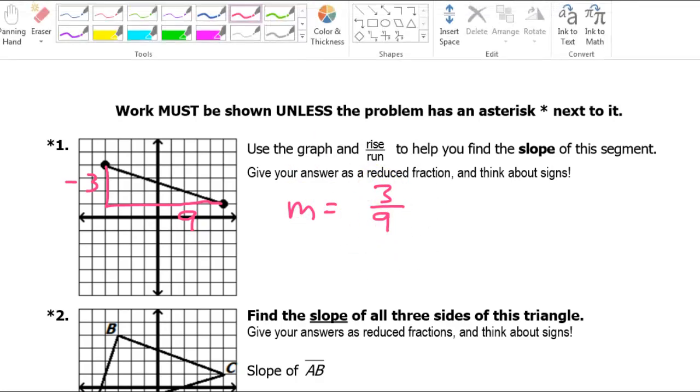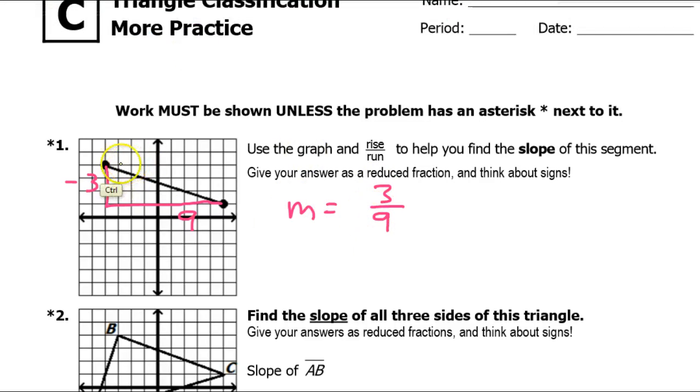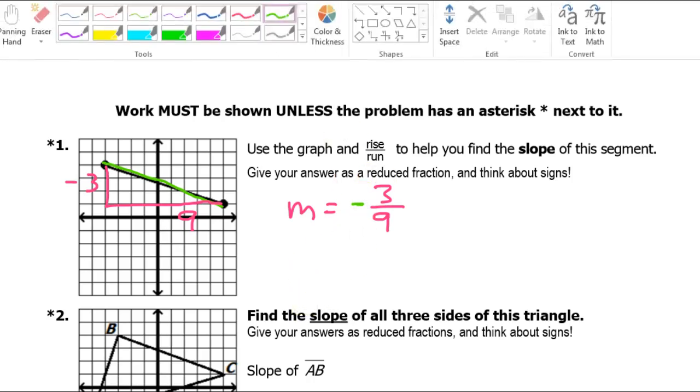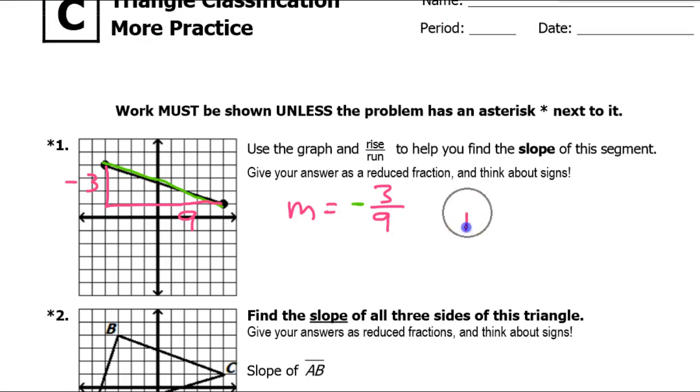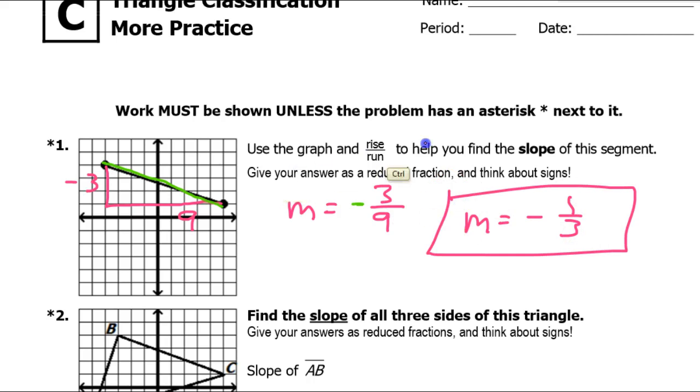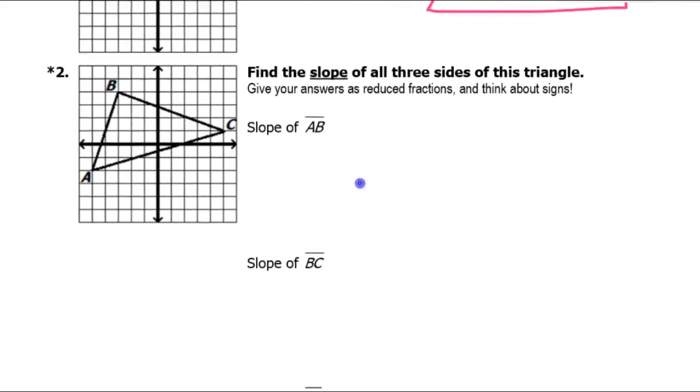I like to just look back at it at the end and ask myself, look, if I'm going from left to right, am I going uphill or downhill? In this case, I'm going downhill. The fact that it's downhill is really what tells me that this is going to be a negative slope. So always check that. And of course, we will reduce this. So the slope is going to be -1/3. Okay? All right, so that's all they wanted.